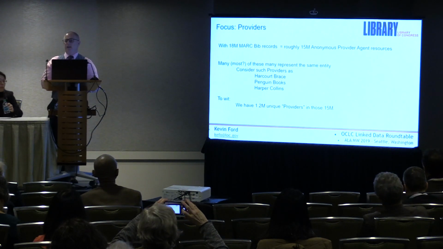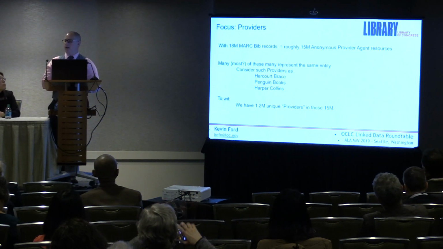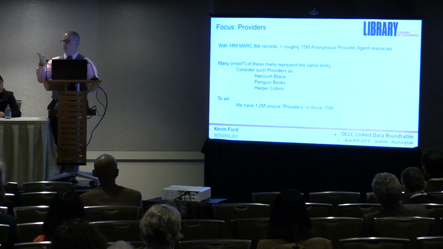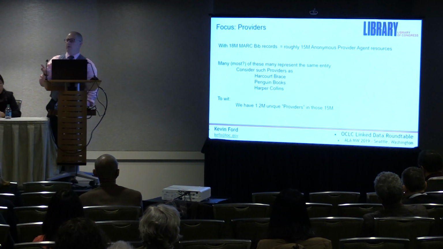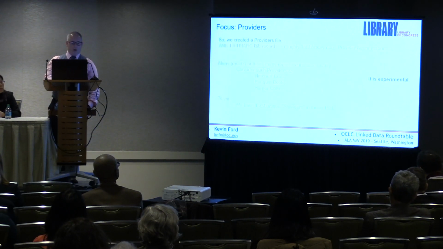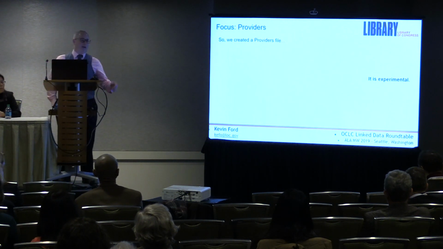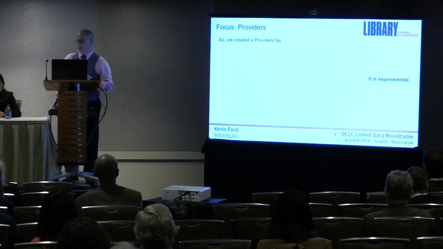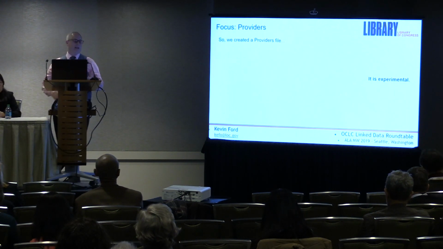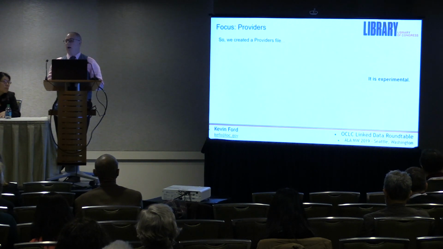So what I did one day is I extracted every single string that represents a provider, a publisher, a distributor, a producer, or a manufacturer. And in fact, what I discovered is that of those roughly 15 million, we only had about 1.2 million unique strings in that subset. So we created a provider file with that. I do want to stress the point that it is experimental. And we have put it into id.loc.gov, and you can go check it out right now if you'd like.